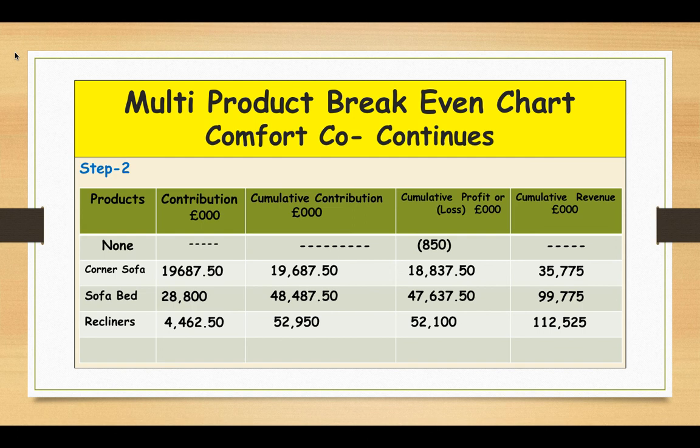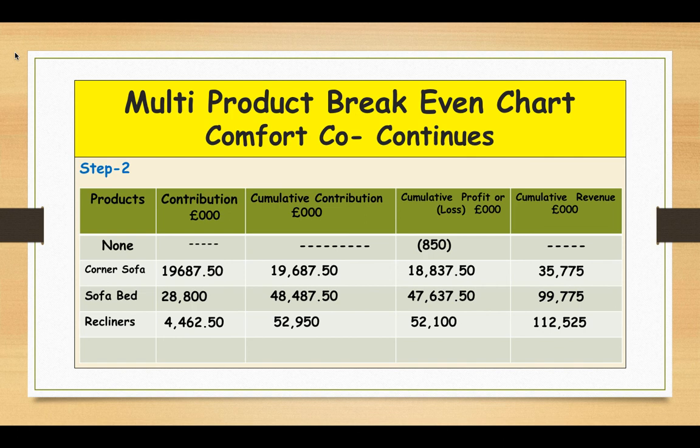take away our total fixed cost, which is 850,000. So the cumulative profit or loss will be 18,837,500. Now, we'll come to the cumulative revenue. So the corner sofa, £795 per unit, that's the selling price, times it by 45,000 units. So the cumulative sales revenue will be 35,775,000 pounds. Now we are going to do the rest.